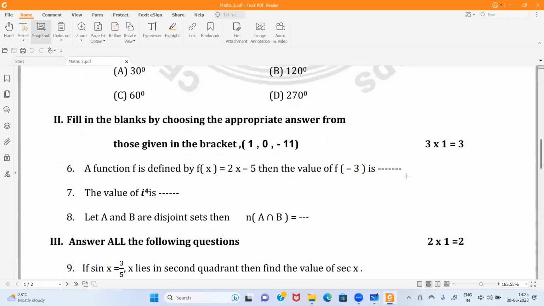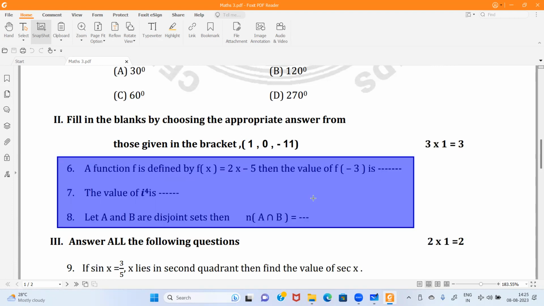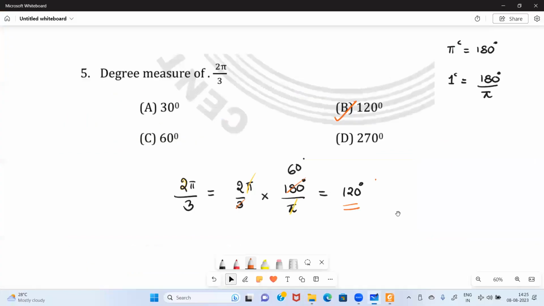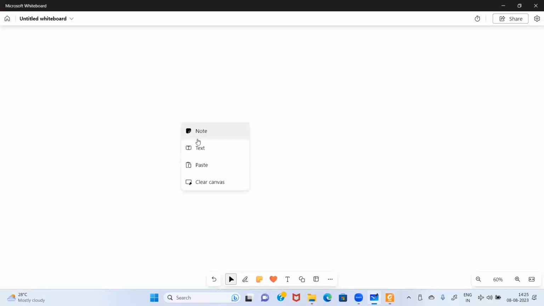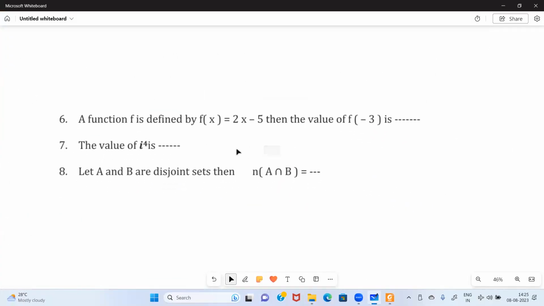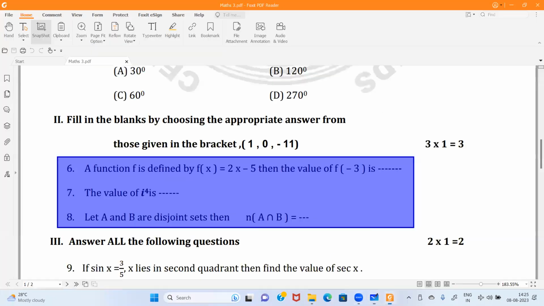Let's move on to the next part, which is fill in the blanks. Now we are supposed to answer these questions. And the correct answers are given.